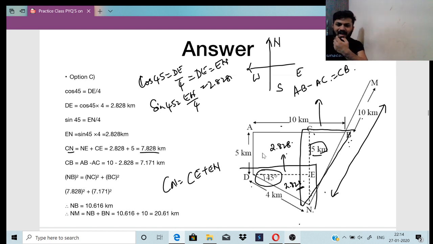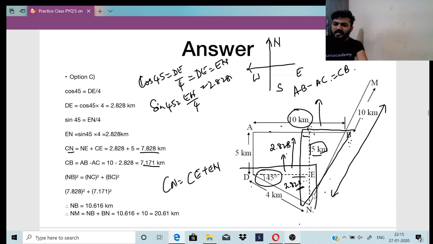CN will be 7.828, and CB is AB minus AC. AB is 10 kilometer, and AC is 2.828. DE and AC both are similar. So it is 10 minus 2.828, which is 7.171, right? Now I can easily get BN, because BN is what I need.